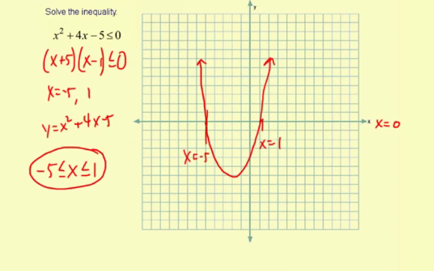So this is a visual solution process here. We sketched a parabola based on the x-intercepts and then used that as a visual aid to determine where the x values are less than or equal to 0, which is where the parabola was on or below the x-axis.